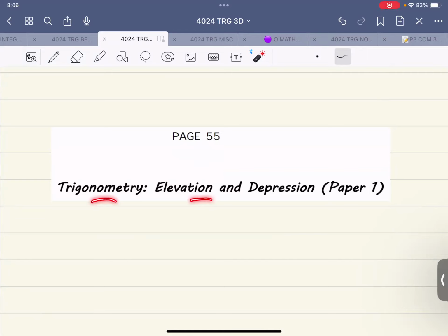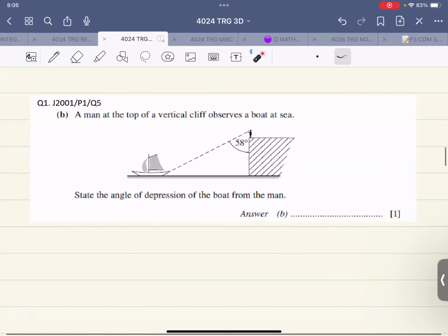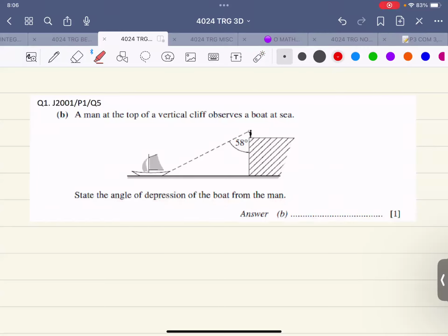First of all, trigonometry, angle of elevation and depression, paper 1, basic question. A man at the top of a vertical cliff observes a boat at the sea. This angle is 58. State the angle of depression of the boat from the man. First of all, draw a horizontal line like this. Also, draw a horizontal over here. This is the line of sight, that is this blue one. Therefore, this green angle over here is 90 minus 58. That is 32 degrees. So the answer is 32 degrees because these two lines are parallel.